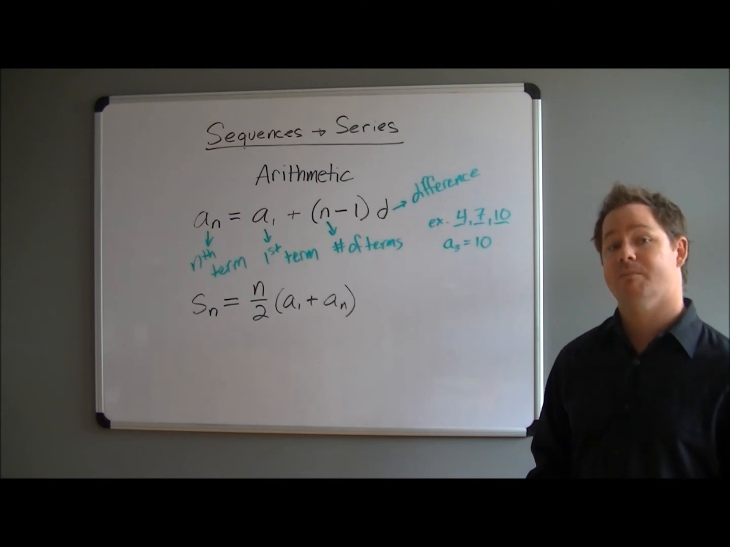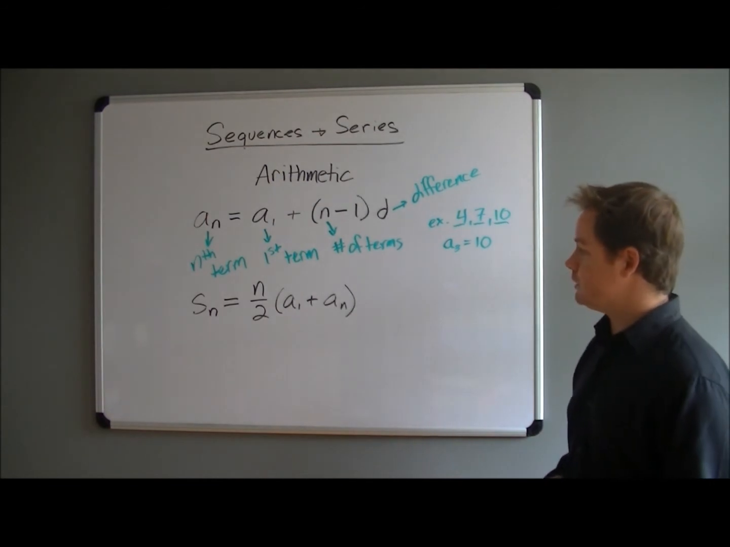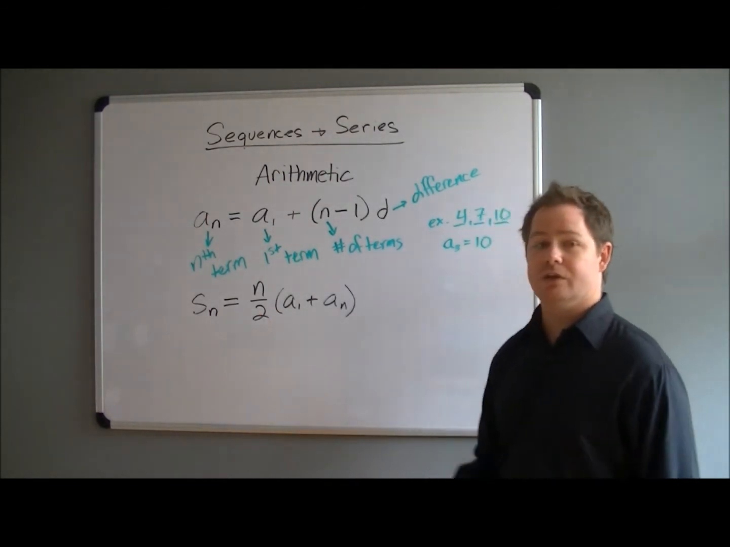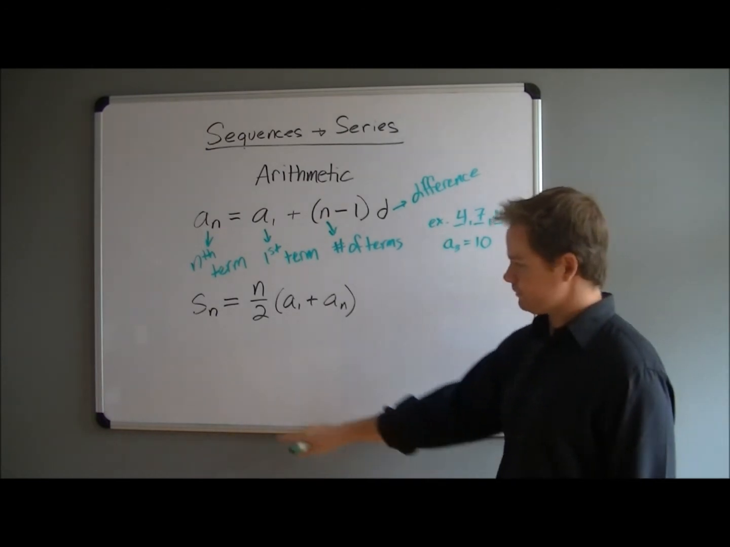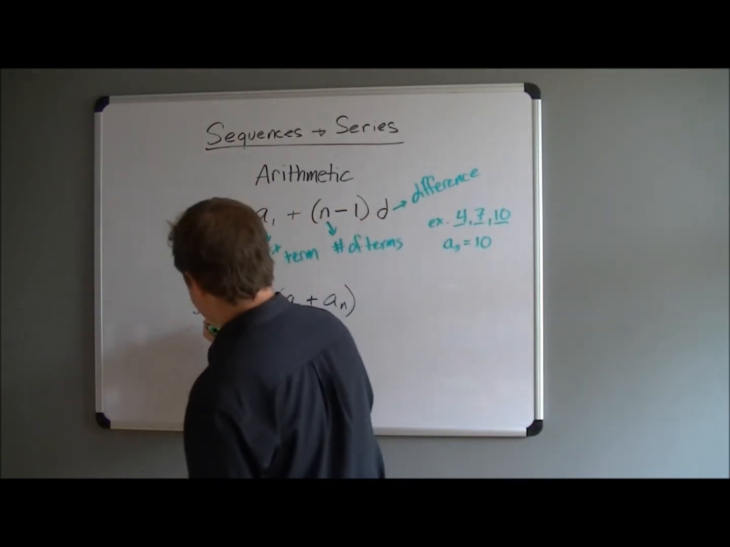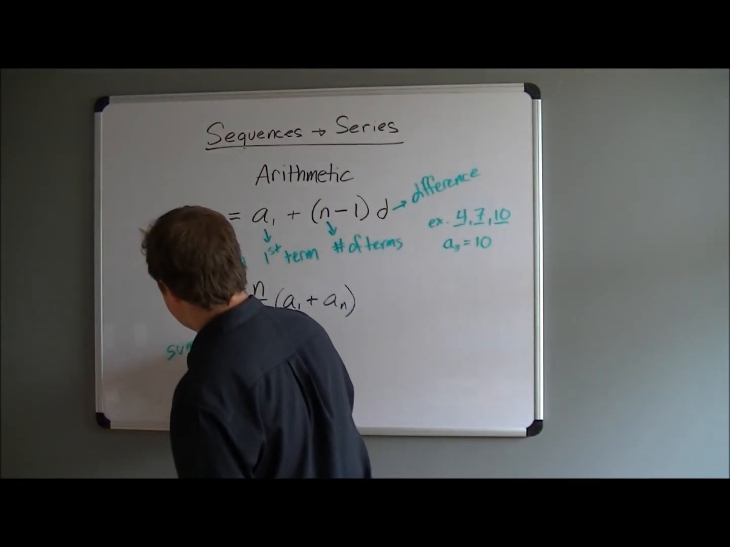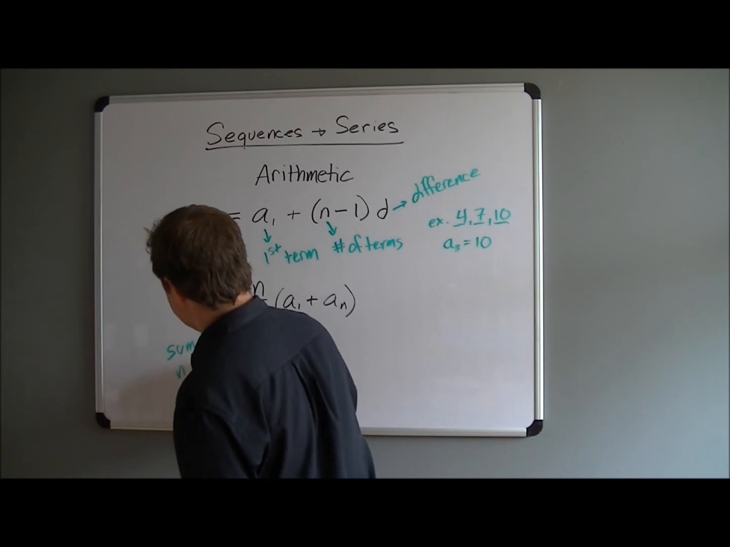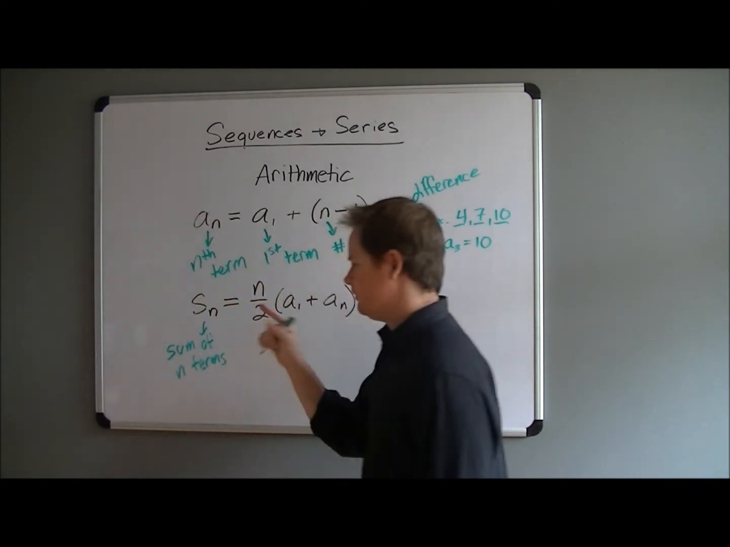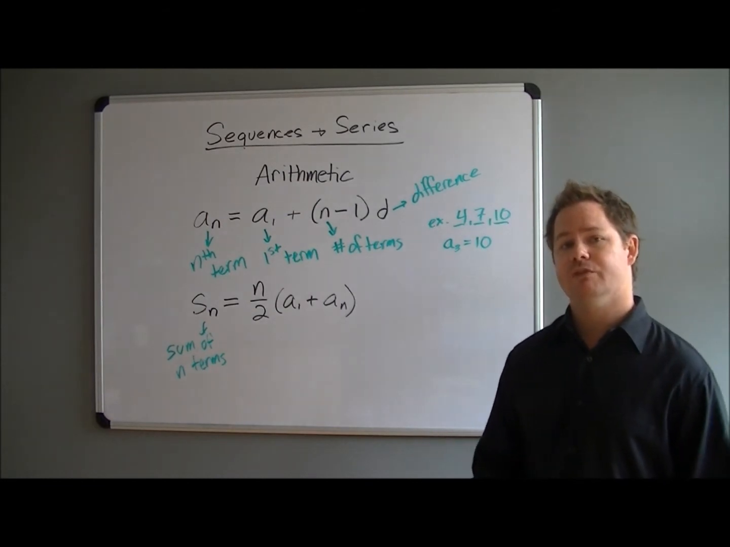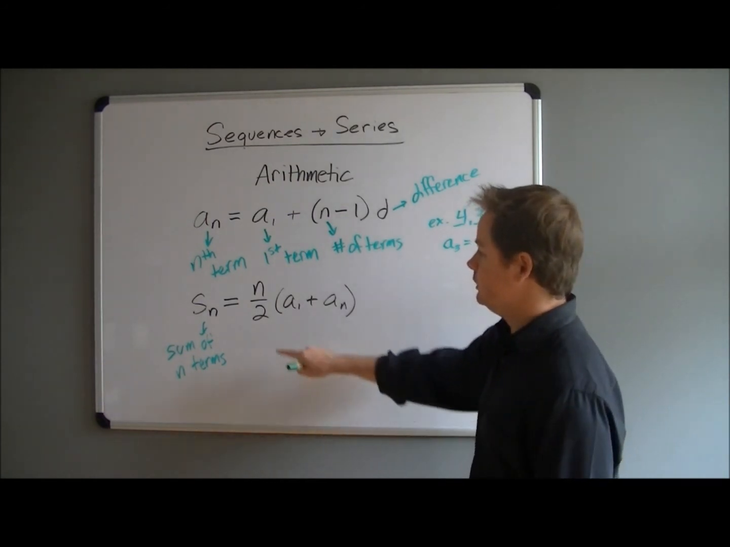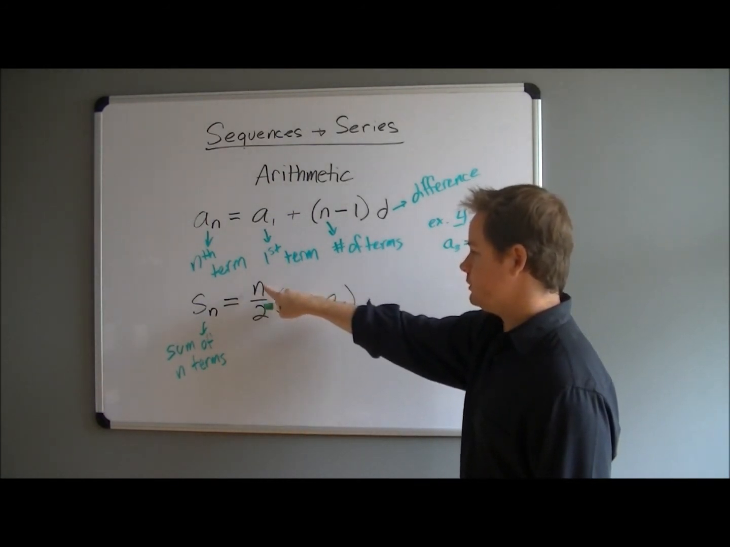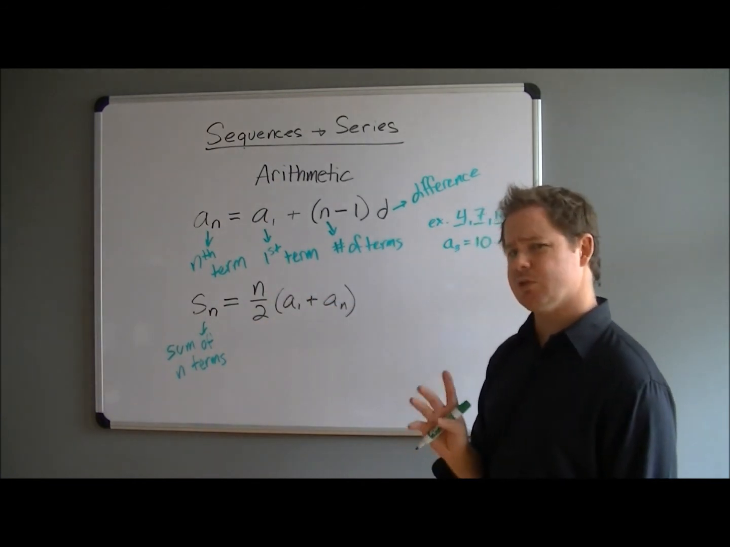Now, when you have to find the summation of all the terms in the sequence, that's when you're talking about a series. And for an arithmetic series, this formula here is going to tell us what the sum of a particular series would be when we're dealing with something that's arithmetic. So here, s sub n tells you that you're looking at the sum of n terms. So for example, if you had s sub 3, that means you're looking for the sum of those 3 terms in your arithmetic series.